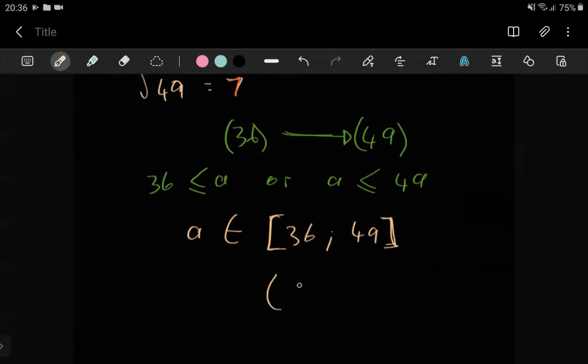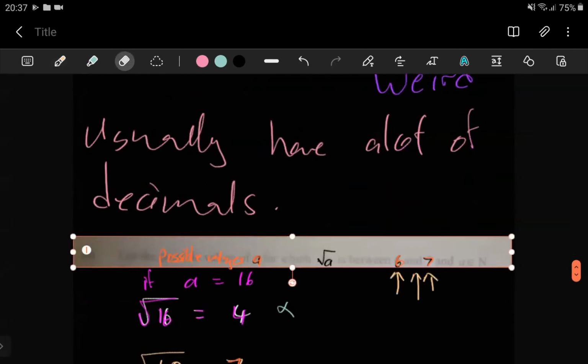If you had used round brackets, that would say your answers are between 36 and 49, but 36 itself is not part of the answer, and 49 itself is not part of the answer. You would just be talking about things between these numbers without including those numbers themselves. You get? Yep. Fantastic. So that's the first question.